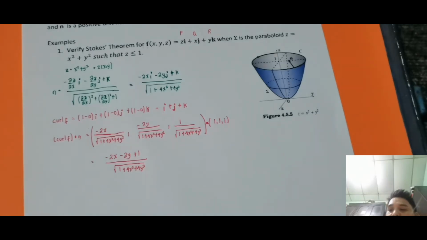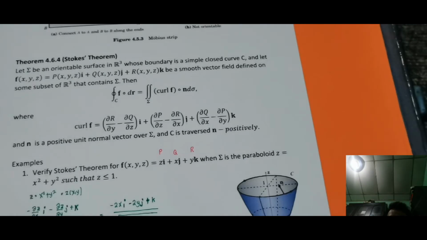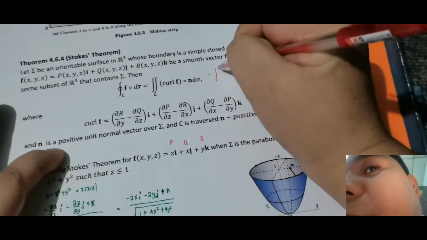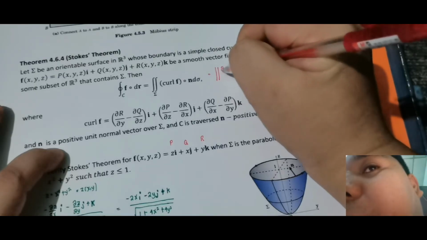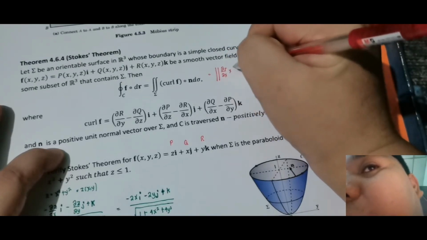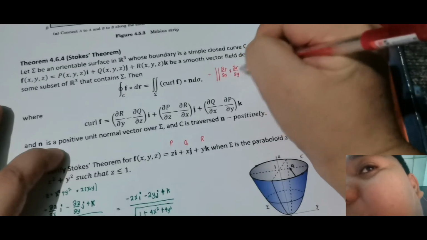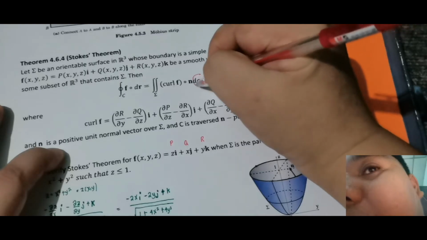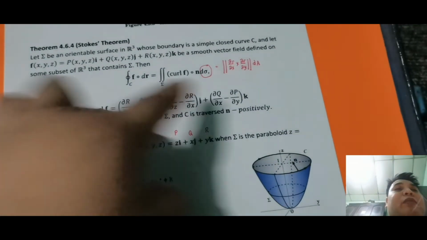So our next problem is to find the next part of the formula. According to the formula, how do we compute d sigma? From the previous formula, you remember d sigma is something. The formula for d sigma is the magnitude of partial of R with respect to x cross partial of R with respect to y, times dA. So that is the formula for d sigma.